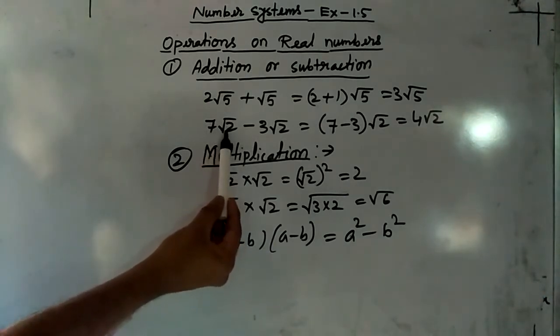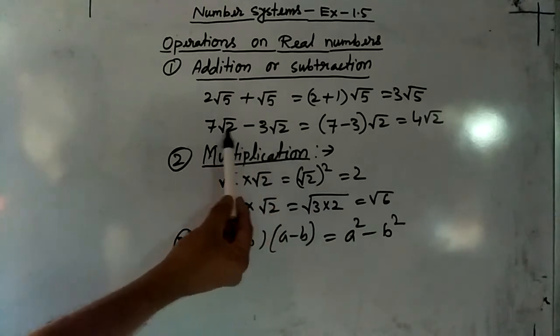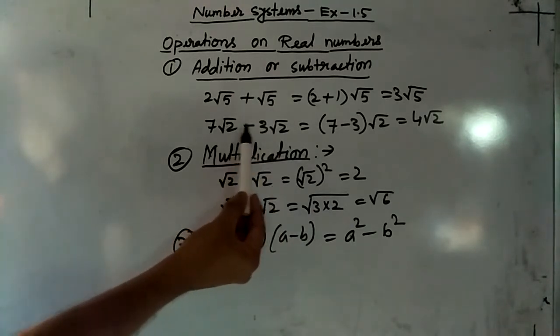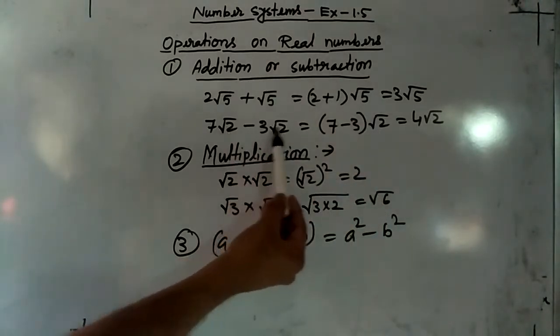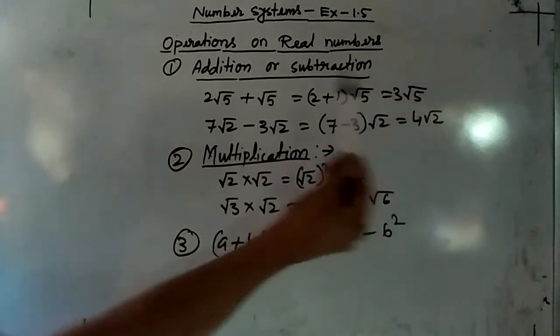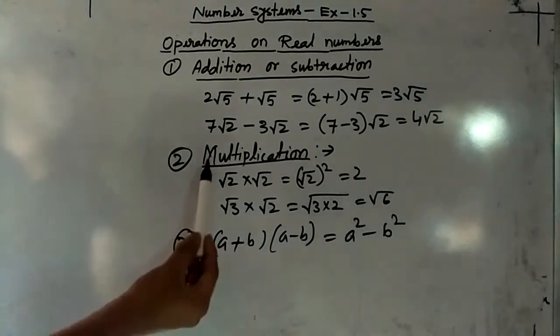Similarly, 7 root 2 minus 3 root 2 equals to. Here also both are same type of irrational number. So root 2 we can take common. 7 minus 3, that is 4 root 2. For addition and subtraction, we'll do like that.